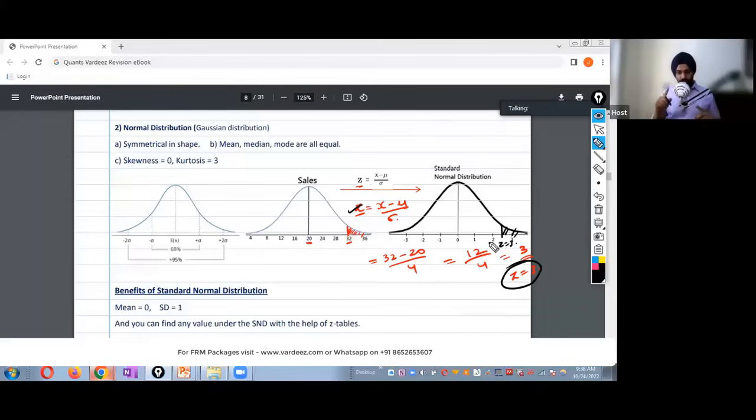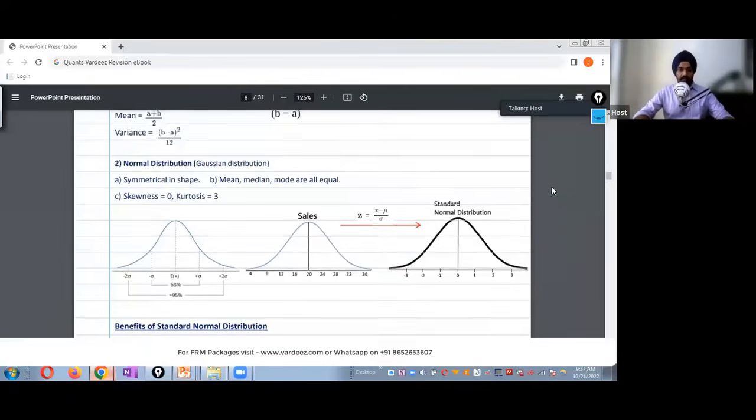Now, what do I need to find? I need to find the area over here, which is this one. So how do I find it? I'll go to the Z tables and I'll find where I see this 3, and that's going to be my overall value. Okay, so let's just go to that.